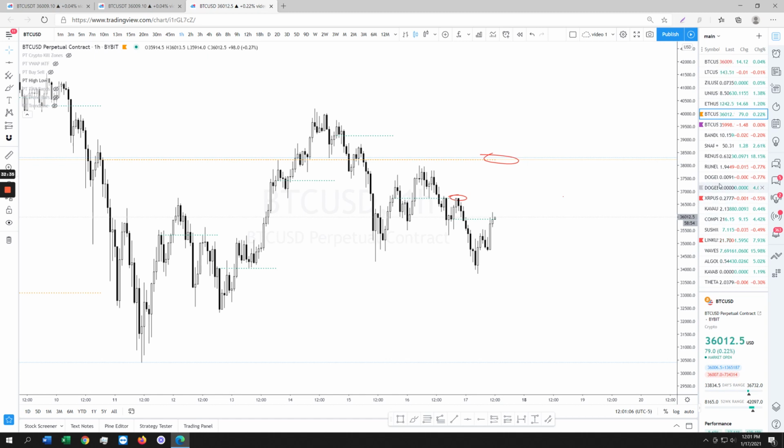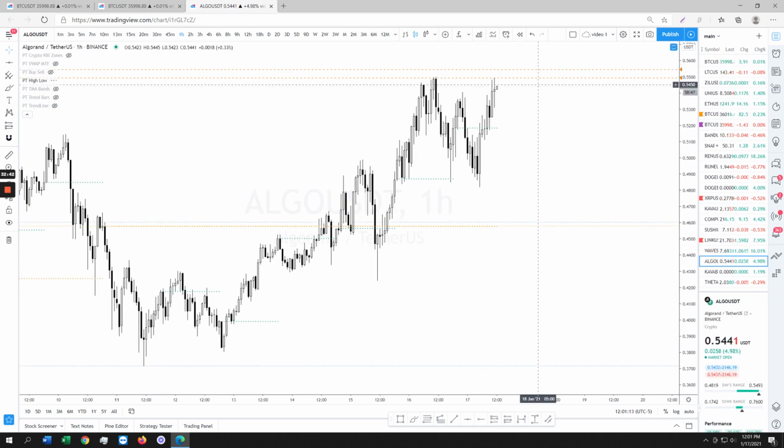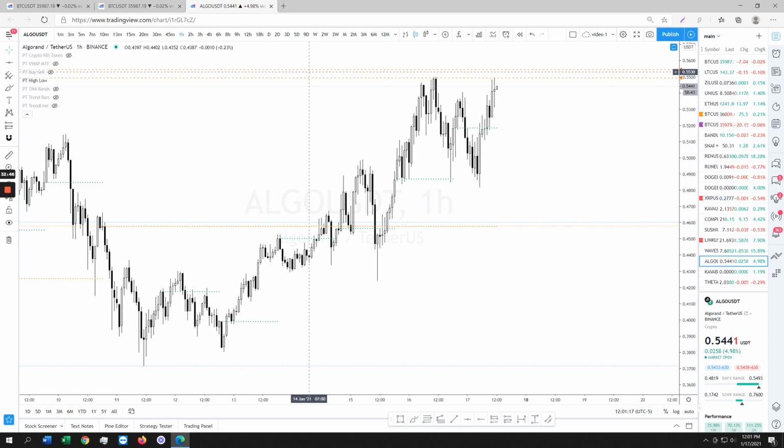Algo. How's Algo looking, baby? Come on. Where's Algo? Come on. Let's go. So close. Hold on, guys. I'm sorry. Why is it flirting with the top right now? It's not breaking. Stop teasing me.